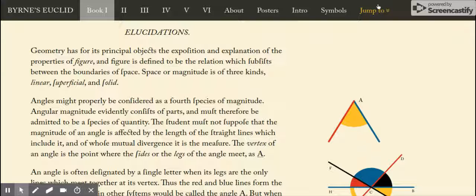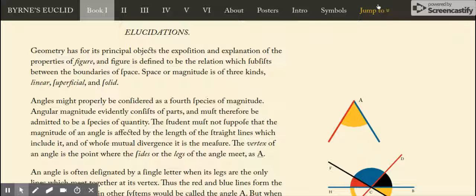So here's more from Byrne's Euclid, Book 1, this version from 1847 with these beautiful color illustrations. Elucidations.